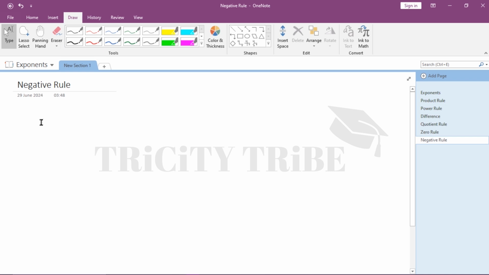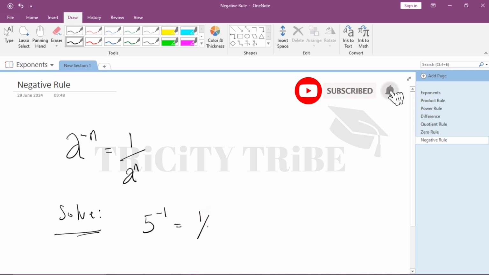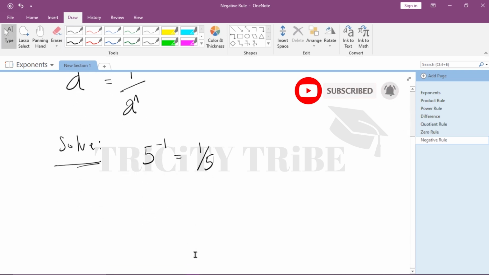What do we have here? When it comes to the negative rule, if you have a raised to power minus n, that's the same thing as 1 over a raised to power n. Let's take an example. If you have 5 raised to minus 1, that's 1 over 5. That's what the negative rule tells us. That's the first example.